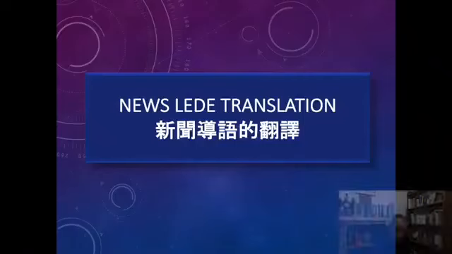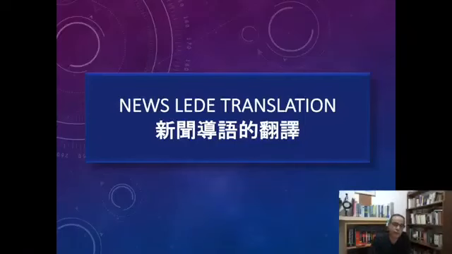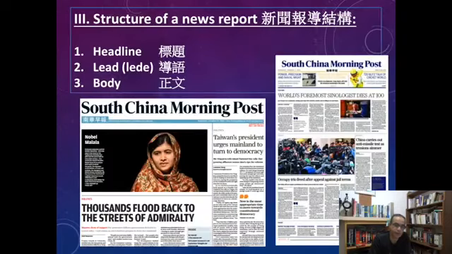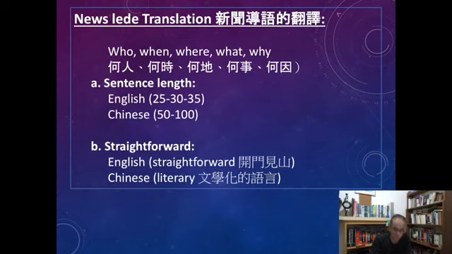Hello, this is lesson 4 on news translation, and today's lesson is about translating the lead, the news lead. As we said before, the lead should cover the most important facts, the 5 W's: who, what, where, when, and why. Usually a sentence should be around 16 or 18 words, not more than 20 words, but the lead should be longer than that, because the English lead usually consists of only one sentence.